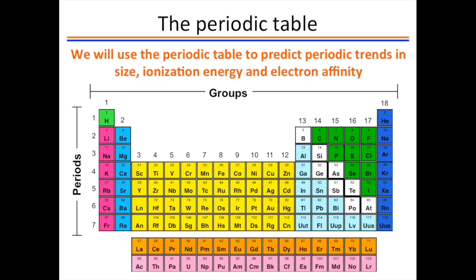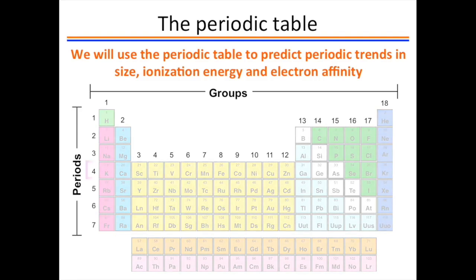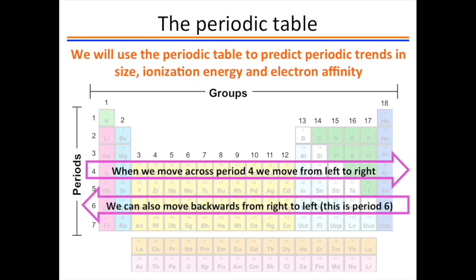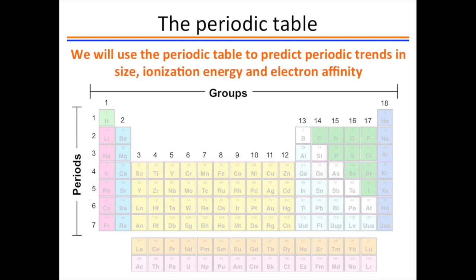When we look at trends, we can explore how a physical property changes as we go across a period from left to right. That means we stay in a row and cross groups. The atomic number goes up. We can also go across a period from right to left. Here we are crossing the table in period 6. The atomic numbers are going down. When we use the word cross, we are going right to left or left to right.